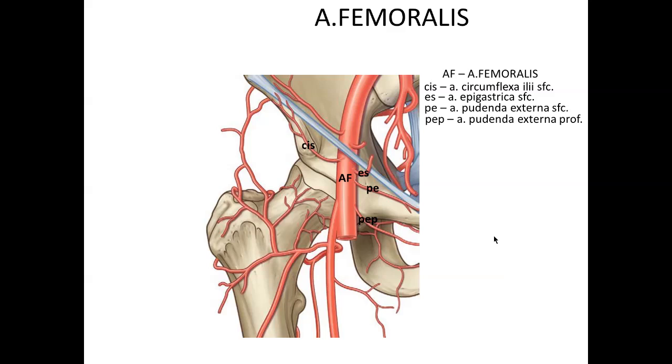So here we have drawn vessels of the superficial group, arteria femoralis. And now let's discuss vessels of the deep group. First of all, this is arteria profunda femoris, PF, arteria profunda femoris.